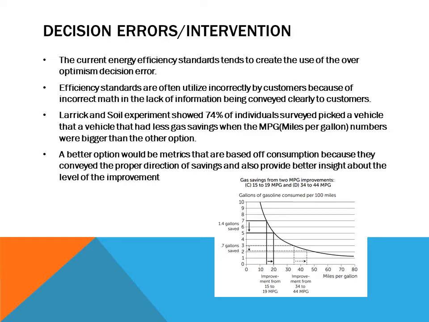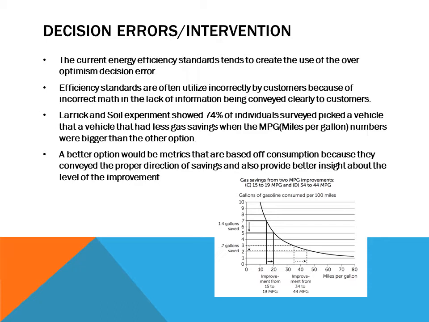The dotted line shows you the vehicle that had the 34 to 44 MPG, and that shows you that there were 0.7 gallons of gas saved. And the solid line coming up from the vehicle that had the 15 to 19 miles per gallon, you can see that it saved 1.4 gallons of gas per 100 miles.